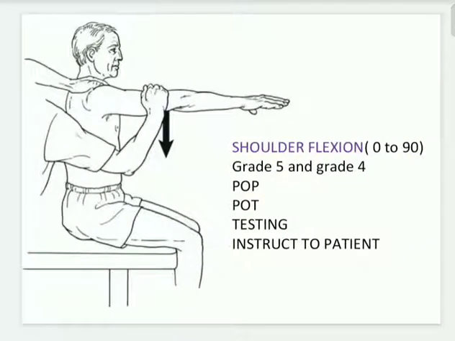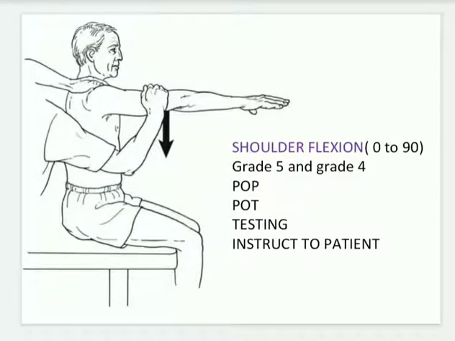Now entering into shoulder flexion, here you can see the picture. For grade 5 and 4, 5 is maximal resistance and grade 4 is minimal resistance. Remember these two points. Firstly, the position of the patient is important. Here you can see in this picture, short sitting and the arm raised to 90 degrees. Your elbow is flexed, whereas your forearm is pronated.